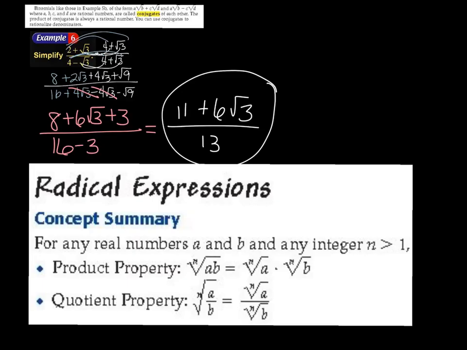For any real numbers a and b and any integer n greater than 1, the nth root of a times b equals the nth root of a times the nth root of b, and the nth root of a over b equals the nth root of a over the nth root of b.